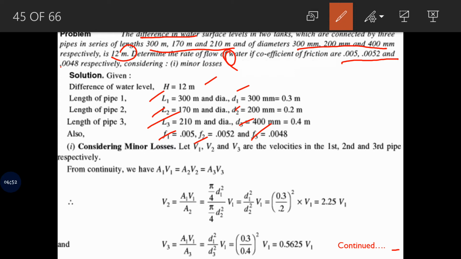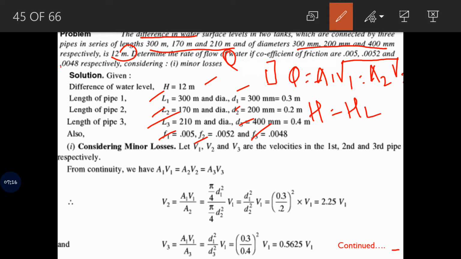Now we have the first equation. Before solving the compound pipe equation, we have to write the two conditions which we know. What are the two conditions? First condition is Q is equal to A1 V1 is equal to A2 V2, depending on the number of pipes, and the second equation is H is equal to HL. HL is nothing but the head loss, and that head loss incorporates major losses as well as minor losses. We have considered the minor losses because it is given in the example that minor losses are to be considered. So the first equation is the continuity equation.